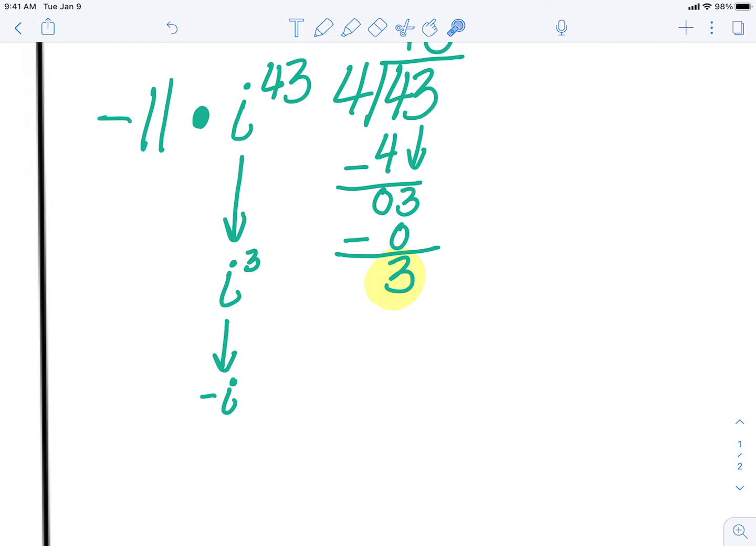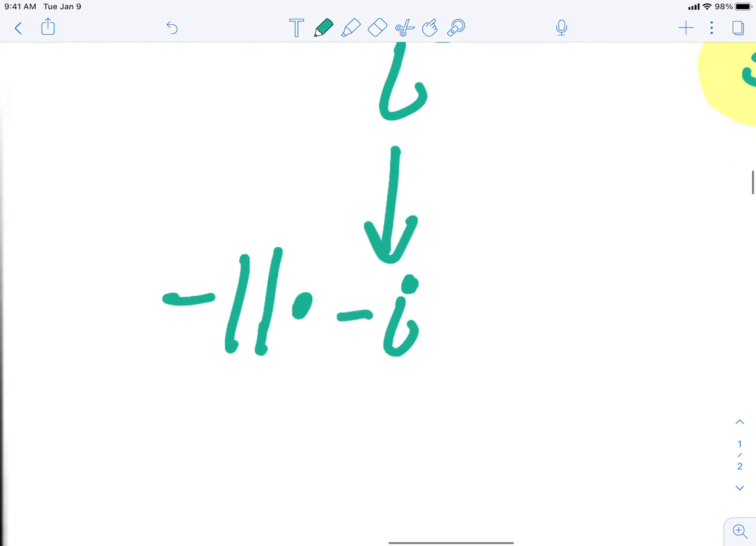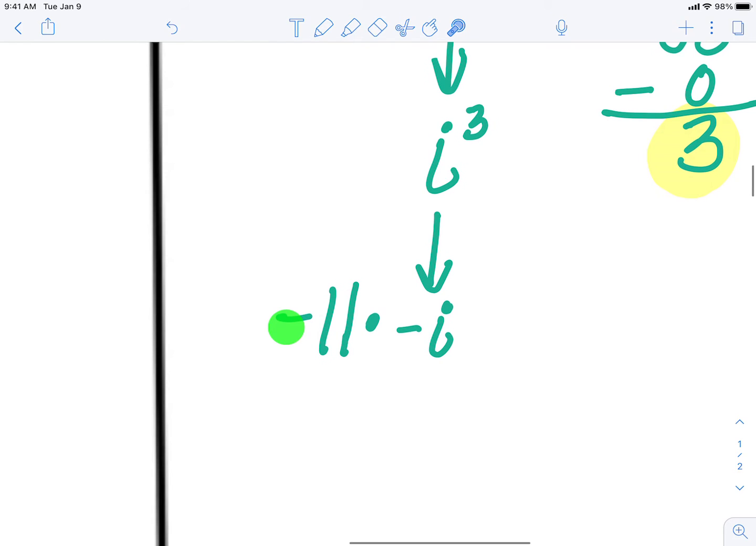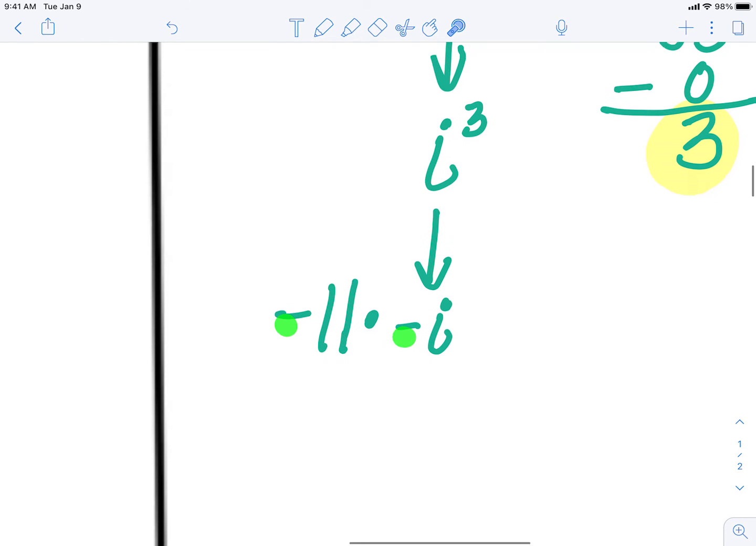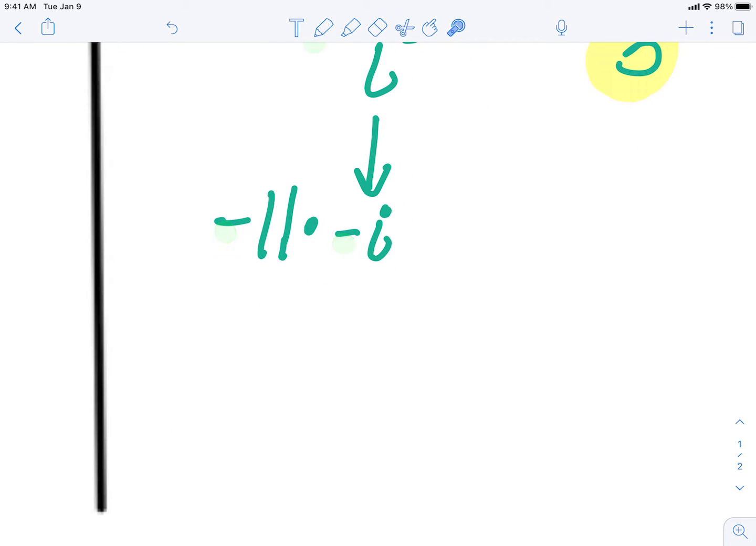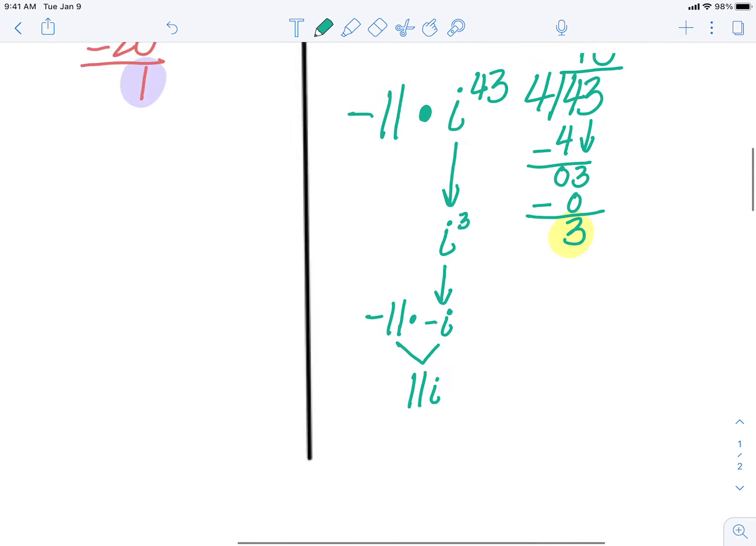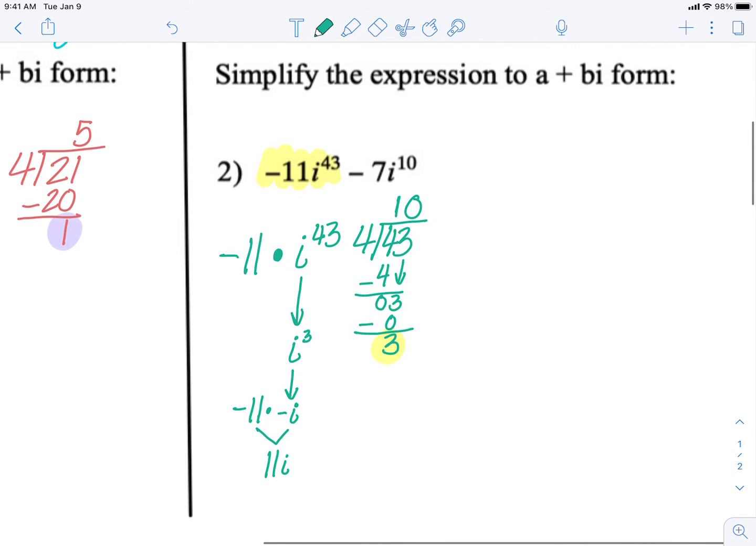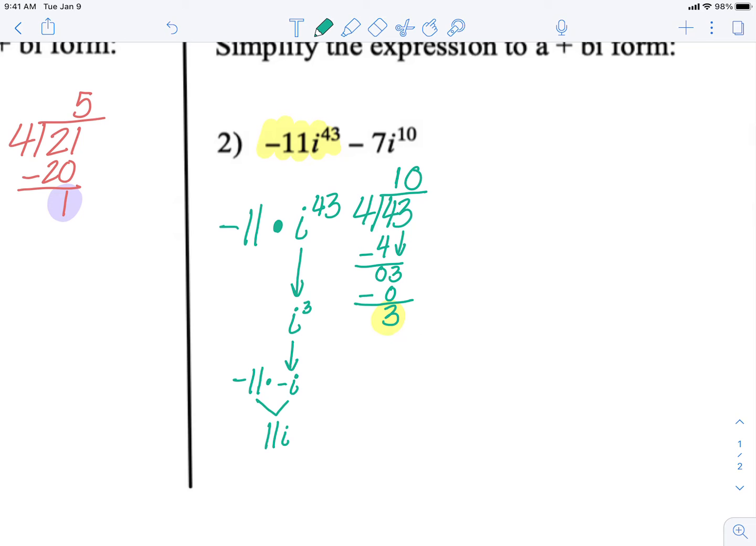So now, this negative 11 is going to come down here and be right next to this negative I. Negative 11 times negative I. And what is a negative times a negative? It becomes a positive, right? So this becomes positive 11I. Right? So that's that part.